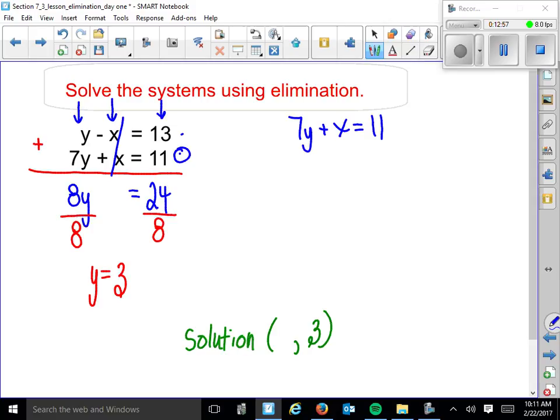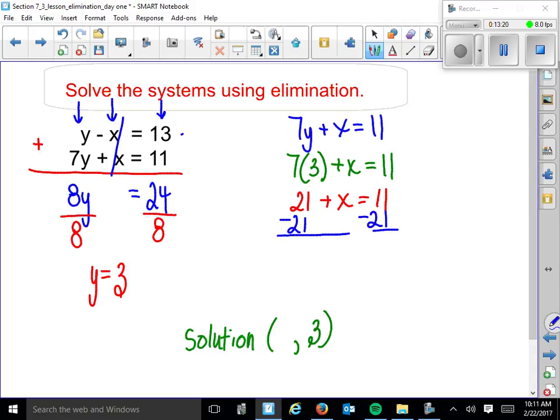All right. And I know that the y coordinate is 3. So 7 times 3 plus x equals 11. 7 times 3 is 21. 21 plus x equals 11. So to solve for x, I need to move a positive 21. So I'm going to subtract it, leaving me with x equals 11 minus 21, or negative 10. So my solution is negative 10, 3.